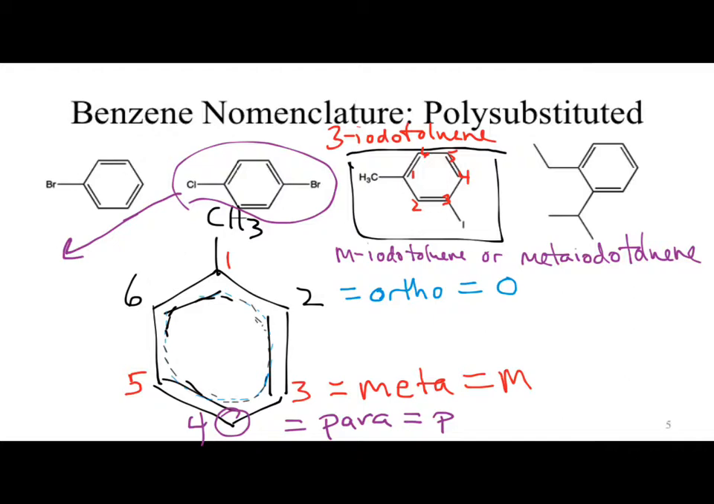Is this only for benzene rings? Only for benzene rings, as far as you're concerned. So it's always 2 and 6, 2 and 6 are always your ortho. 3 and 5 are always meta. 4 is always para. I should write that down. It's pretty important.